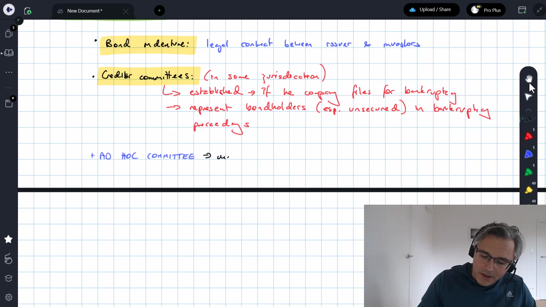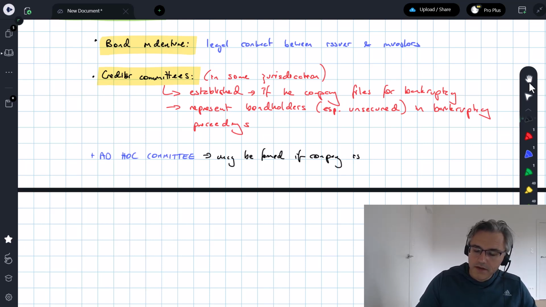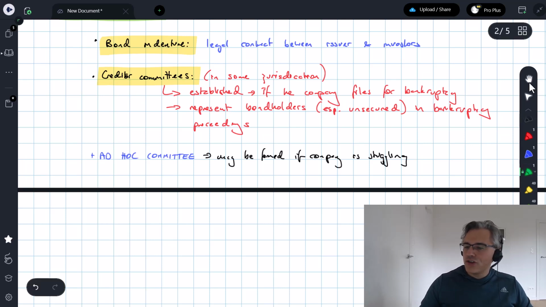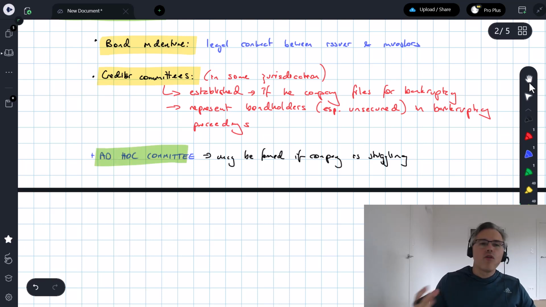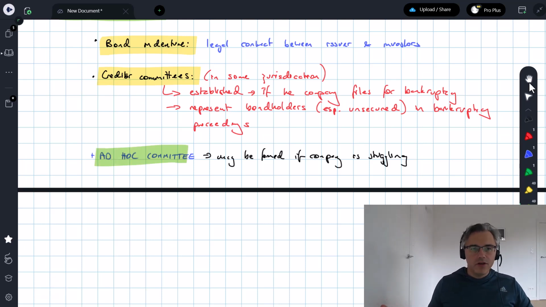It may be formed when the company is already struggling. So it's not necessarily in a state of liquidation, right? But it's struggling, and this ad hoc committee is not a formal representation of all the bondholders, and therefore it does not speak for everyone.